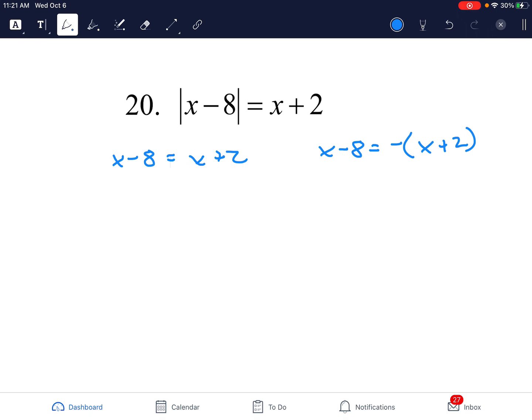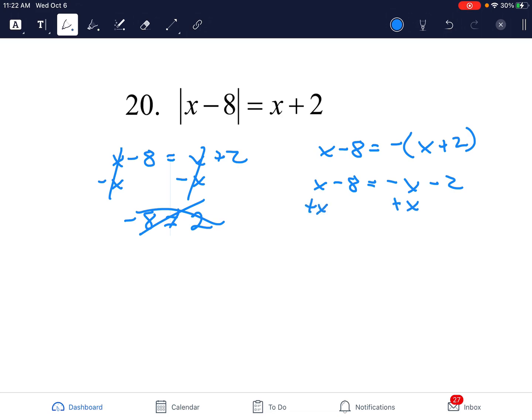So in the first one, I'm going to subtract x. These two will cancel. That's not good because negative 8 does not equal positive 2, so this doesn't work. So we don't have to worry about that one. The other one, we're going to get x minus 8 equals negative x minus 2. I'm going to add x to both sides. I'm going to add 8 to both sides.